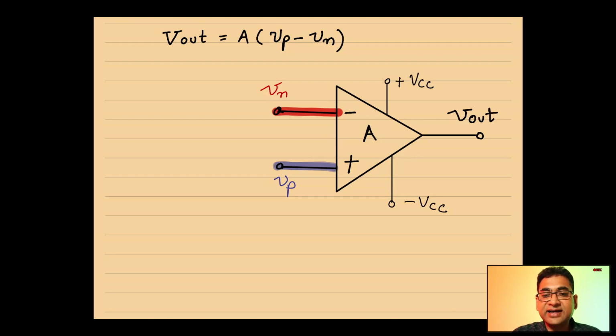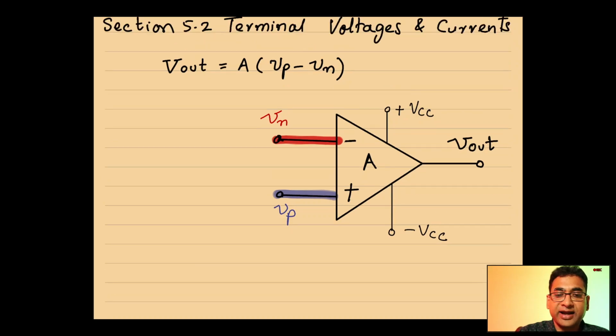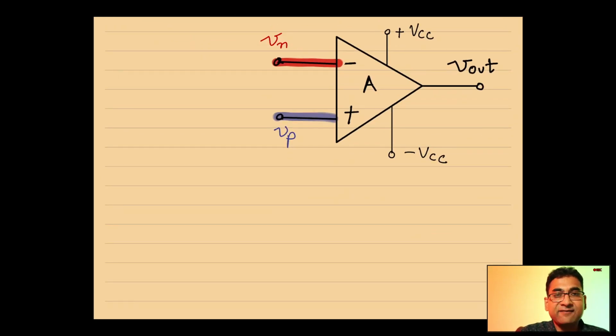The first thing I'm going to do is pick a value for A. Let's say a typical value for A is a large number, 10 to the 4, 10 kilo. Let's say volts per volt are the units. It technically does not have any units. The open loop voltage gain does not have any units, but we still show it as volts per volt.